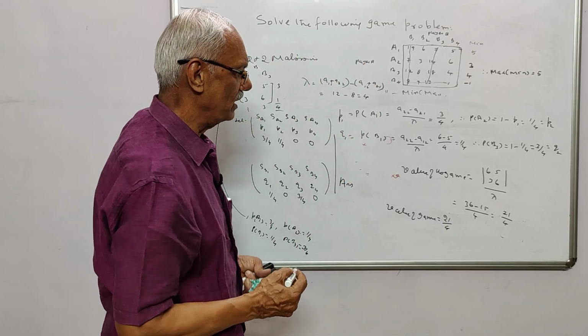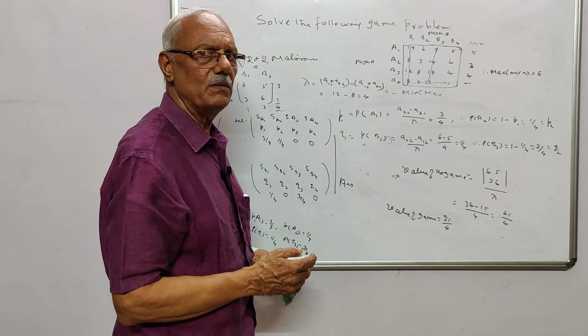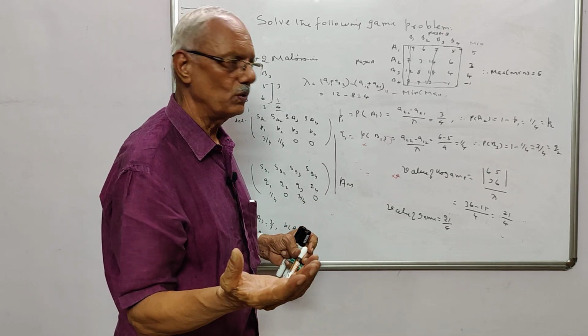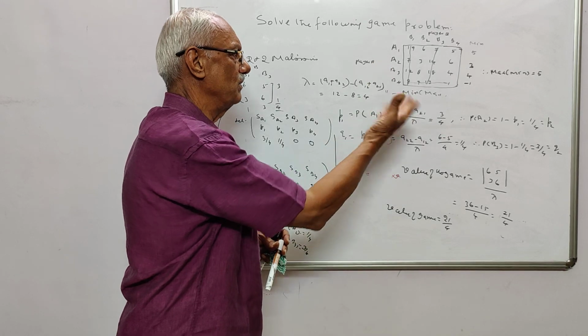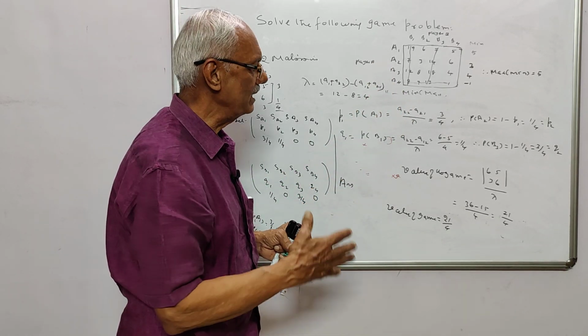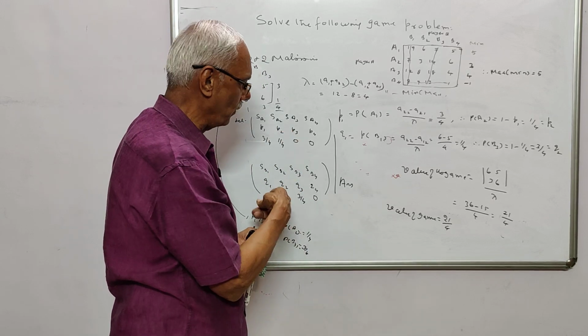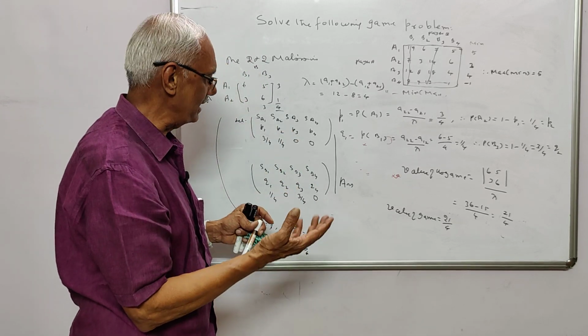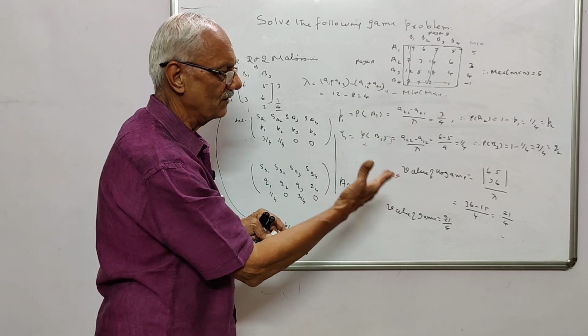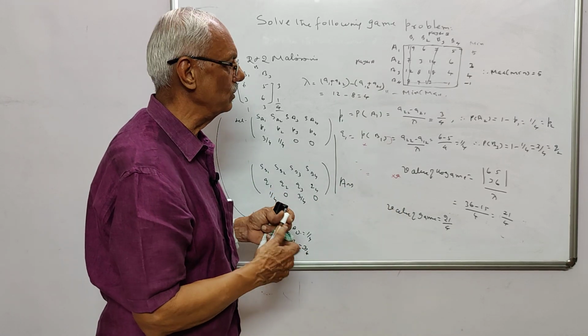So what is the meaning of this? The value of the game is positive and hence A wins. That's what I told you. A will win because all are positive. There is no other go. It cannot be otherwise. So you see that the strategies are found, the probabilities of using the strategies are found, and the value of the game is found, and therefore these form the answer to the problem.